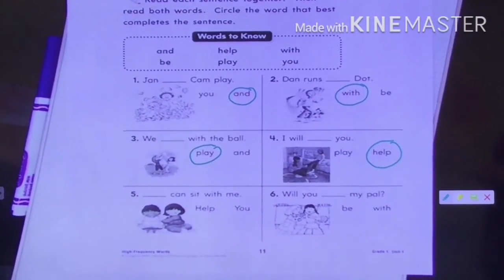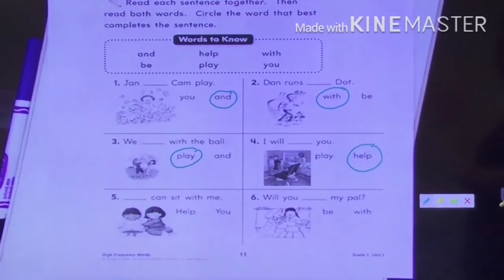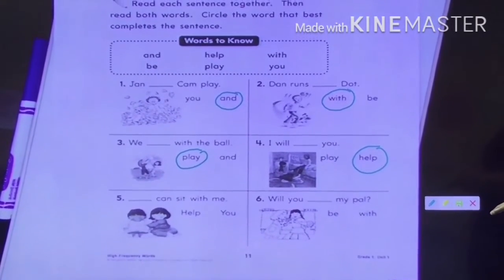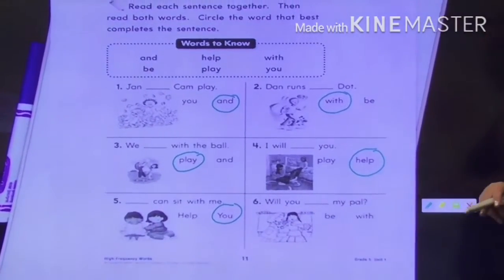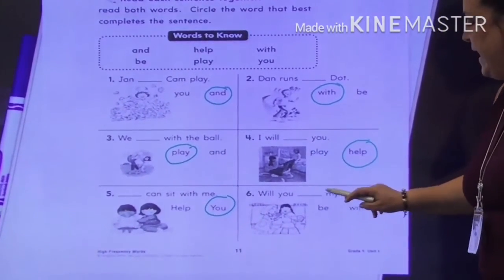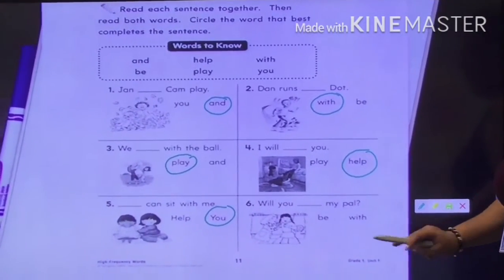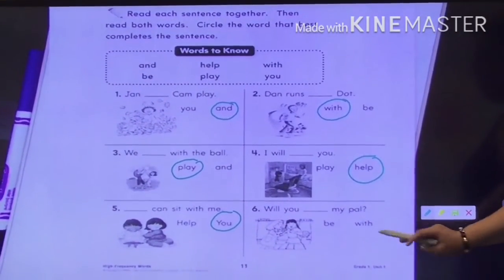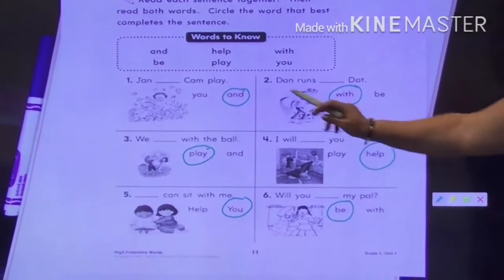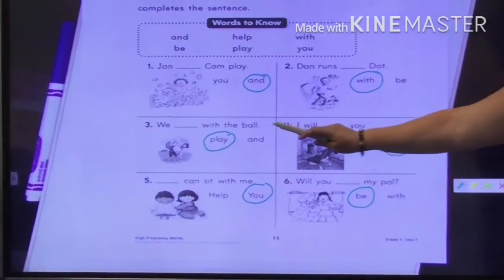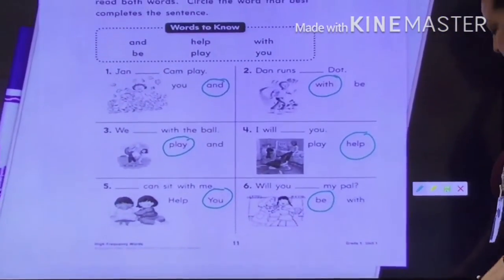Number 5, blank can sit with me. Help or you. Help can sit with me. You can sit with me. You. Number 6, will you blank my pal? Be or with. Will you be my pal? Will you with my pal? Be. And, with, play, help, you, be.